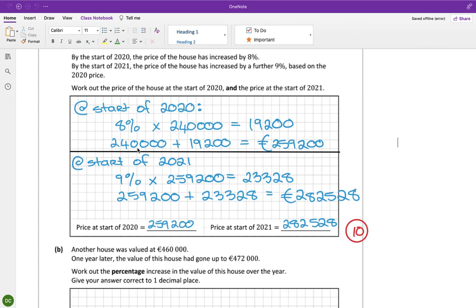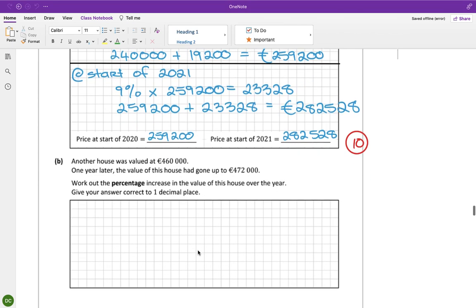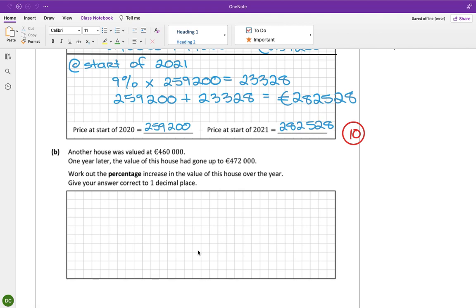So another house was valued at 460,000. 1 year later, the value of this house had gone up to 472,000. Work out the percentage increase in the value of this house. Okay, so the first thing to work out the percentage increase is that we have to work out the increase. So the increase is 472,000 minus 460,000, which is 12,000.